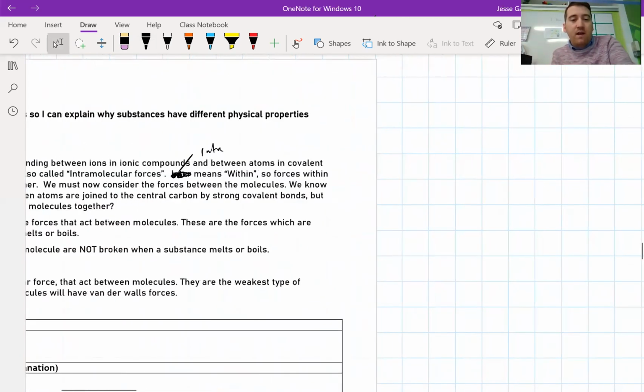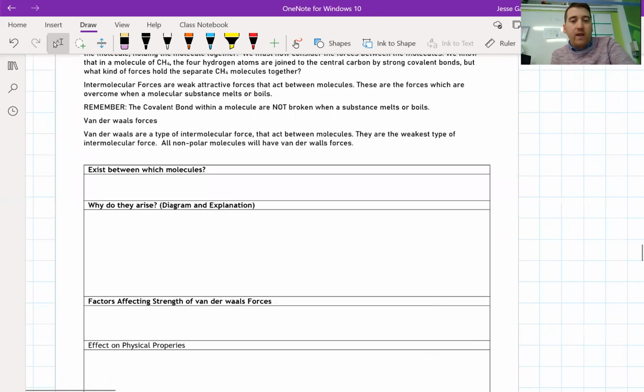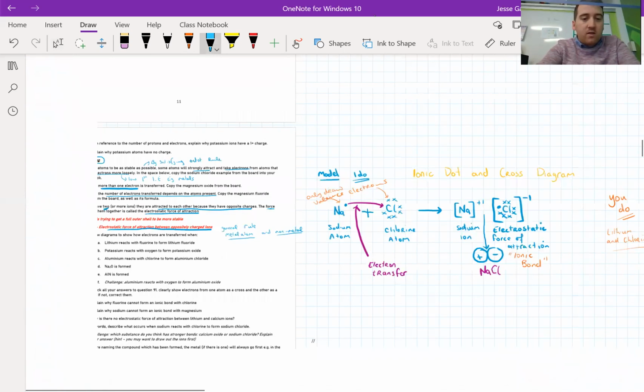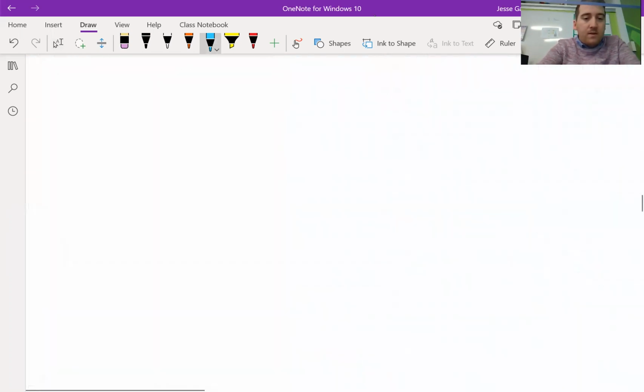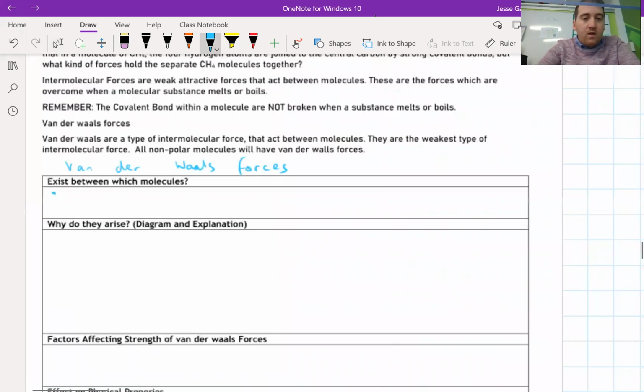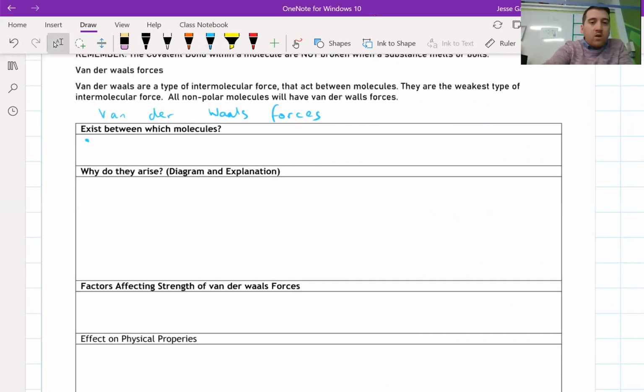So we've got a little table for us to fill out over here. Okay, so this is something that we can work on together. So, exists between which molecules? So remember, the heading here, if you're taking this down, is van der Waals forces. So exists between which molecules? Which molecules are they important for? So if you can remember that after my explanation, go ahead, pause the video and write down the answer now.